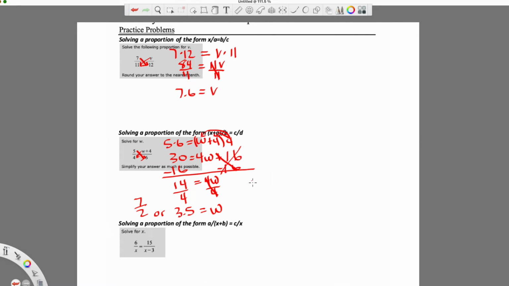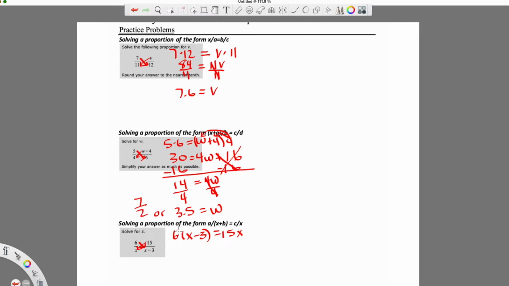All right. So we're going to do one more of these. Same idea, binomial. It's just the binomial's on the bottom now, but same idea. So we're going to go 6 times x minus 3. And then 15 times x. So now we have more than one x. That's also a new one. We have 2 variables here.